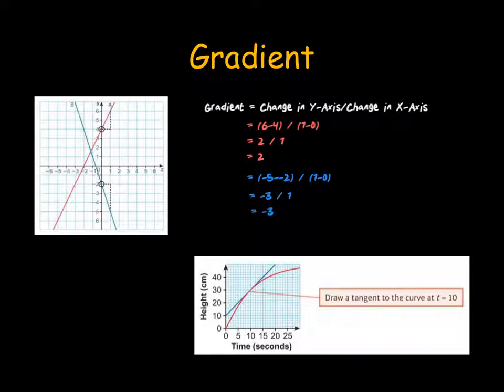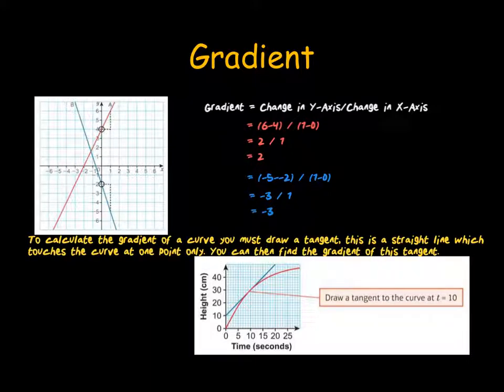In order to calculate the gradient of a curve, we need to draw in a tangent. This is a straight line which touches the curve at one point only. So, for example, this is the tangent of the curve at t equals 10, so when time equals 10. Once we have drawn our tangent, we can then calculate the gradient using this same equation, so the change in the y-axis over the change in the x-axis.